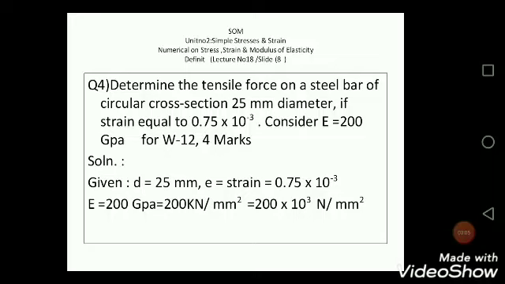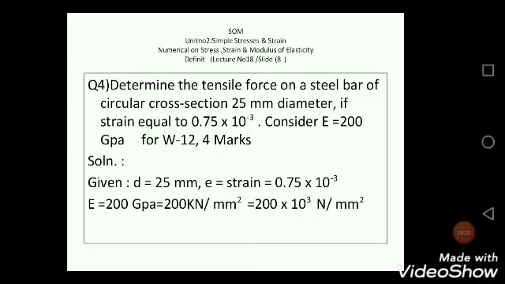Determine the tensile force on a steel bar of circular cross section 25 mm diameter if strain equal to 0.75 into 10 raised to minus 3. Consider E is equal to 200 GPa. Here we have to determine P.